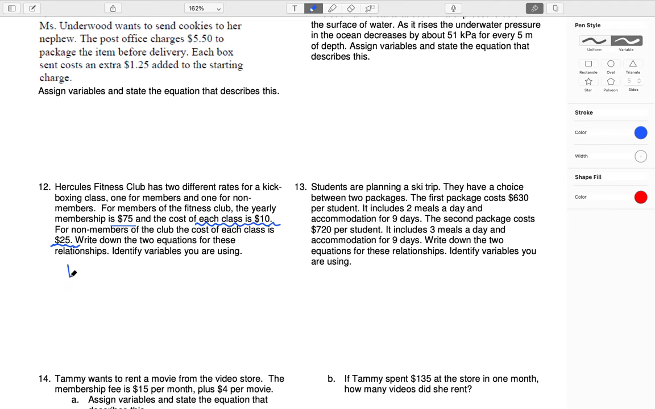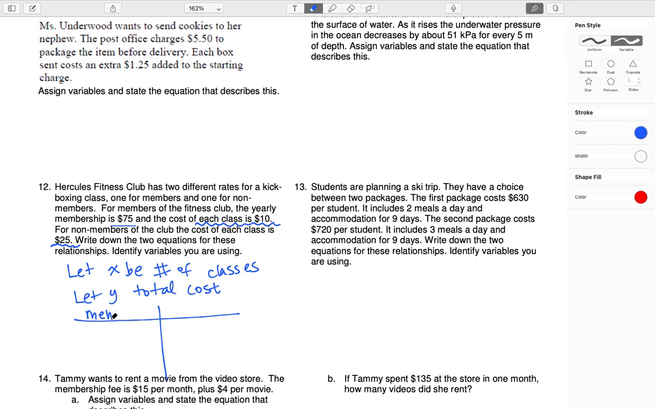Same thing. Let X be, remember, if you don't see the word per, then you have to identify what it is changing by every time. In this case, it's each class. So we have to say let X be the number of classes and let Y be the total cost, right? It involves money. So we need to have 2 equations, one for members and one for non-members.